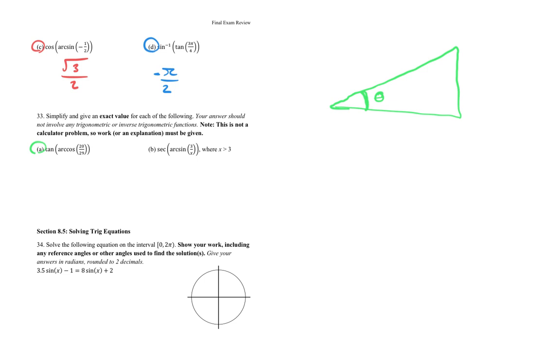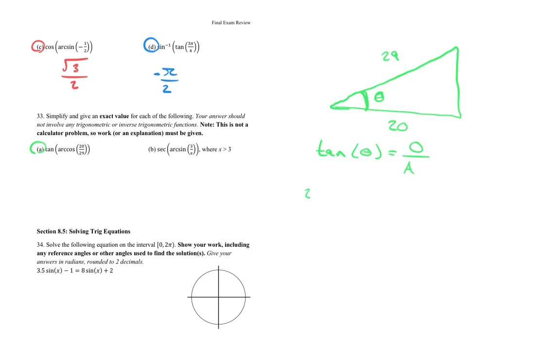So from here, we say, okay, cosine is what? Cosine is adjacent over hypotenuse, which, if we look here, adjacent lines up with 20, our hypotenuse is 29. So this will be 20, this will be 29. So now we need to get the tangent of this angle. Tangent of theta is going to equal the opposite over the adjacent. So now what we need to figure out is this side here. And the way that we do that is by using the Pythagorean theorem.